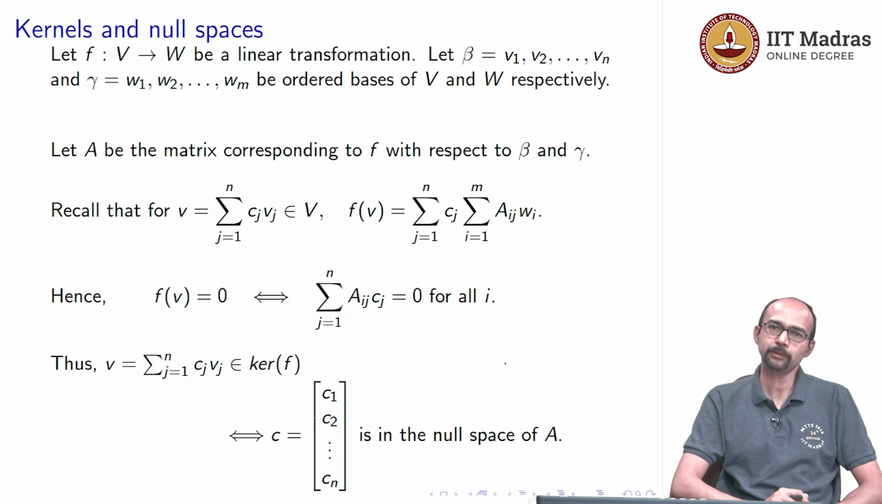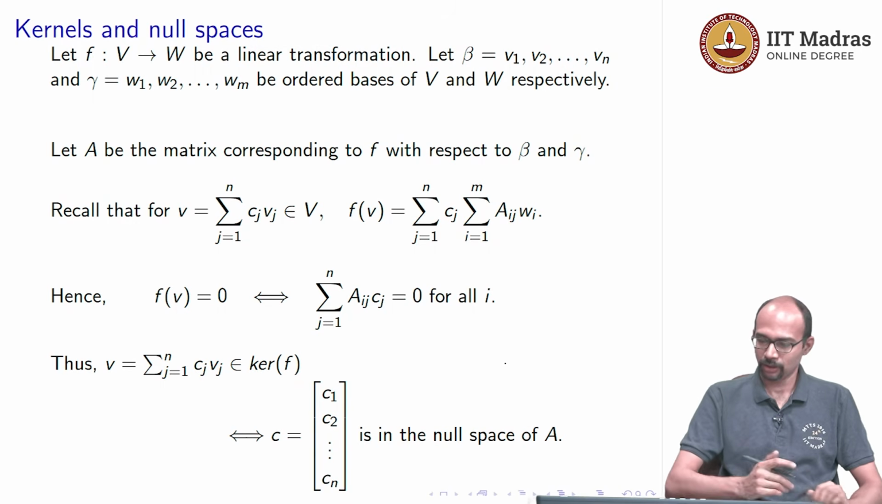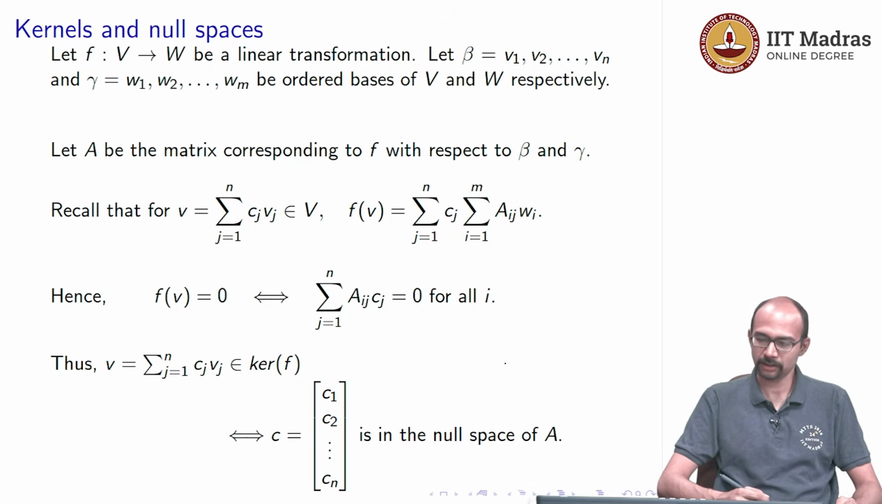Okay. So, the relation we have between the kernel and the null space is the following. If you have a vector v which you express as a linear combination of the v j's, remember that it is an ordered basis, so you can write it as the summation c j v j in a unique way. Then this vector is in the kernel if and only if, when you write these coefficients of the v j's as a column, this column is in the null space of the matrix A. So, that is the relation between kernels and null spaces.